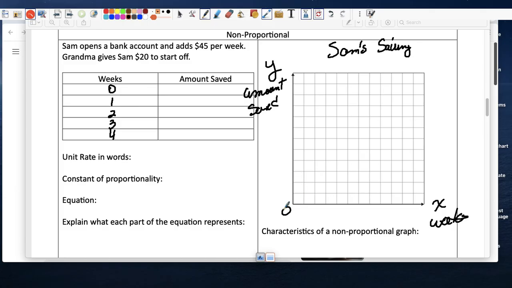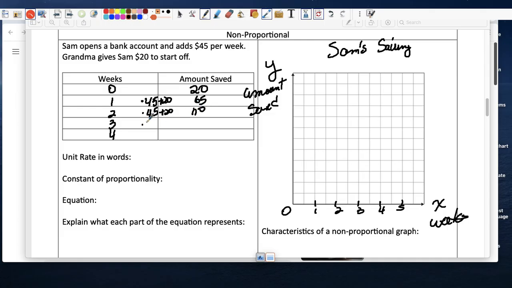So we go 0, 1, 2, 3, 4, 5, and here, let's see. The moment he opened the bank account, Grandma helped him out and gave him 20. So at 0 weeks, he had $20. 1 week passed. He takes $45 from his paycheck, goes to the bank and deposits. So how much money does he have? Well, he has 1 times 45 and then plus 20, which brings him to 65. 2 weeks. Well, 2 times 45 is 90 plus 20. He's going to have 110.